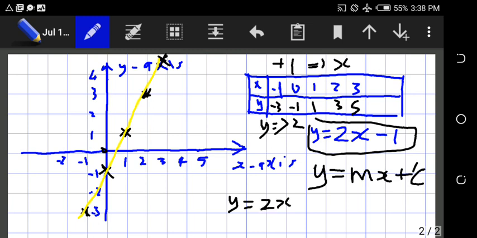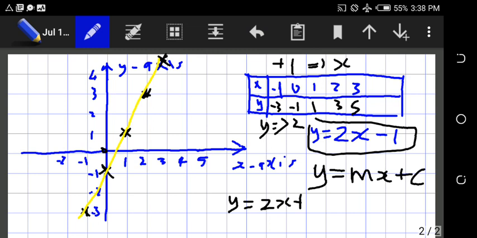Now how do we get the c? Remember that we said that the c is the point where the line cuts the y-axis. Where does that happen? That is at this point here, on the y-axis. That is the point where the value of y is -1. So in this case our c becomes -1.